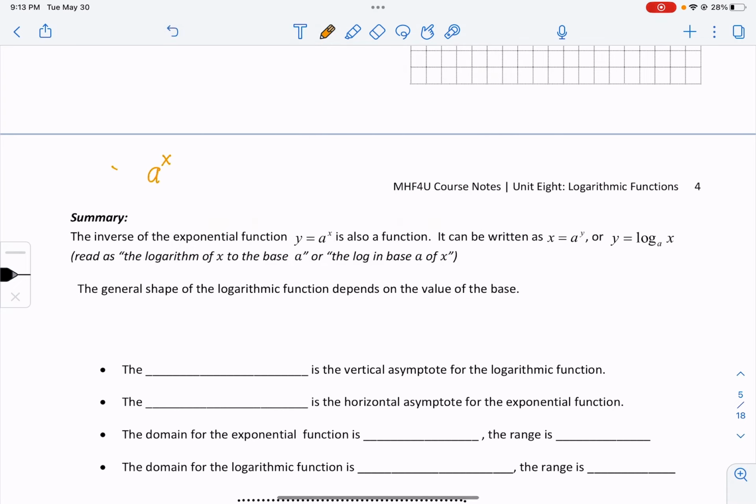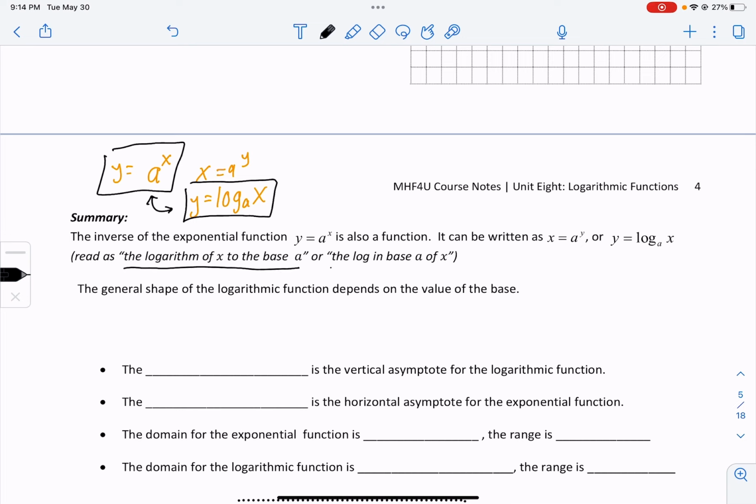The inverse of this, which is x equals a to the y, we can rewrite as y equals the log base a of x, right? And so this is what we'll come to define as the inverse function of a to the x. These are inverses of each other. We call this the logarithm base a of x. You can kind of see the logarithm of x to the base a, or log base a of x, right?